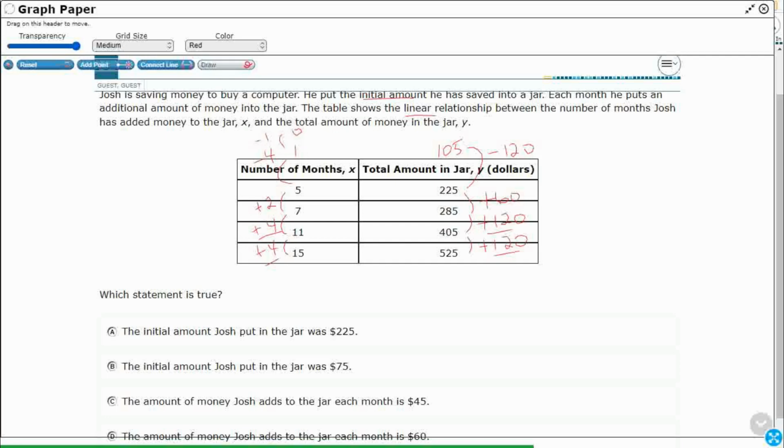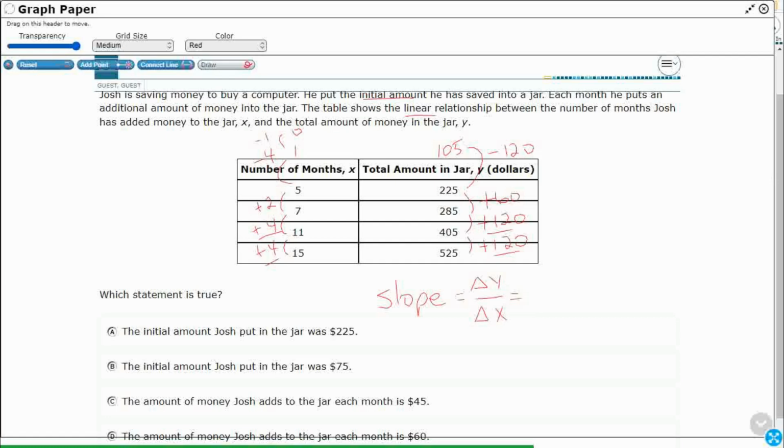How much are we putting in per month? Well, I could take any of these that I've got here, right? And really what I'm looking for is the slope, right? The slope is going to be the change in y. Change in y that's represented by that delta. That looks like a triangle. That's the Greek letter delta over the change in x.